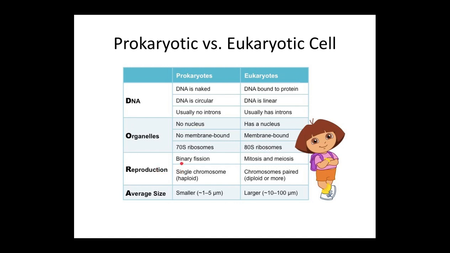For reproduction, prokaryotic cells divide by binary fission, and they have a single chromosome, so they're haploid. For eukaryotes, they divide by mitosis and meiosis, and their chromosomes are paired, so they're diploid. And for the average size, prokaryotes are much smaller in comparison, around 1 to 5 micrometers, and eukaryotes are much larger, around 10 to 100 micrometers.